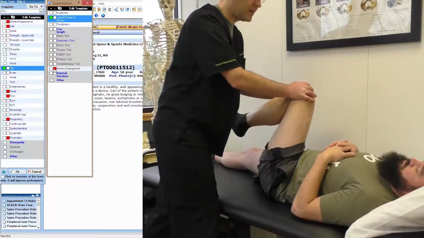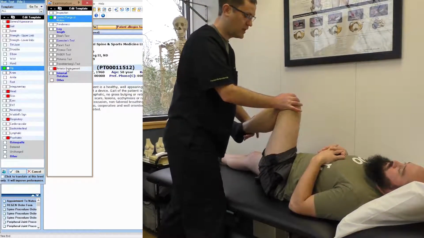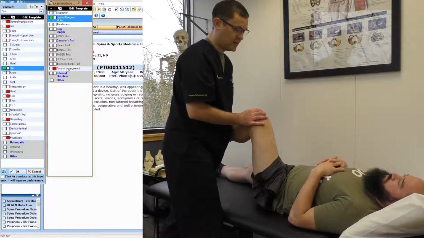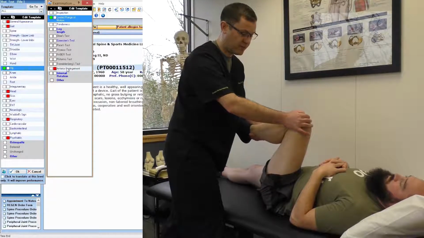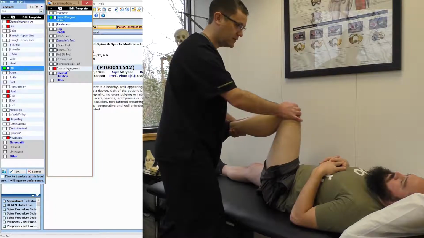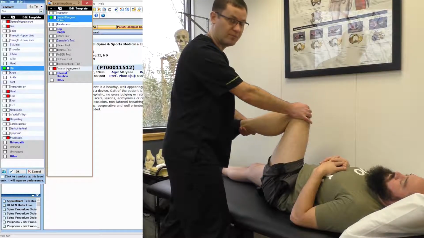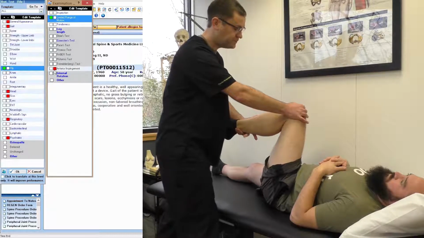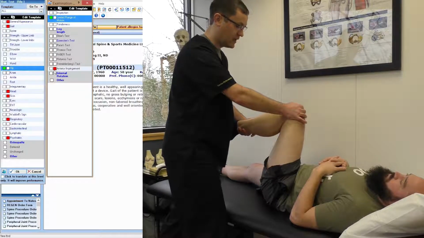Any pain there? Good. So again, it might be difficult to see. This I'm assessing hip flexion. This I'm assessing anterior impingement. Okay? So we'll mark it as a negative.